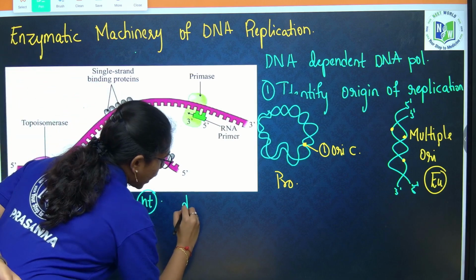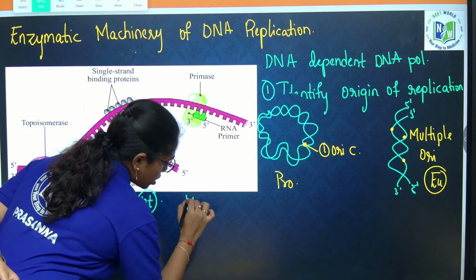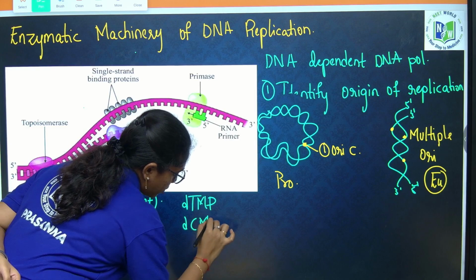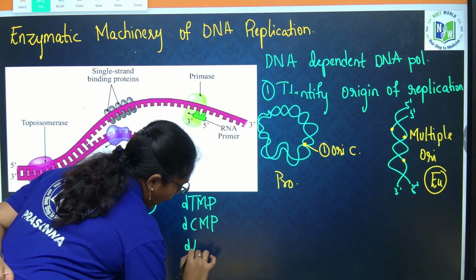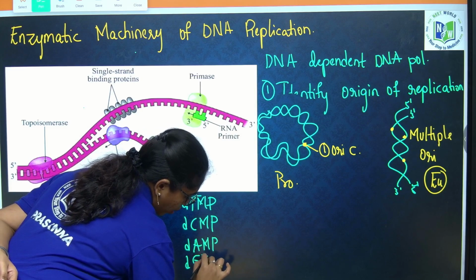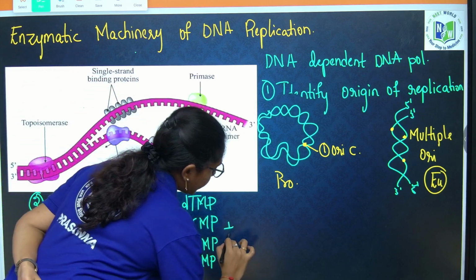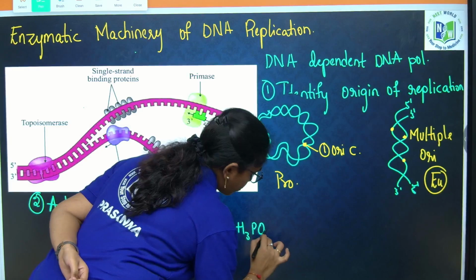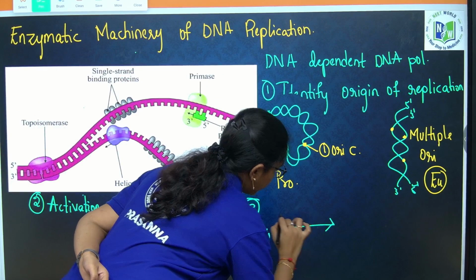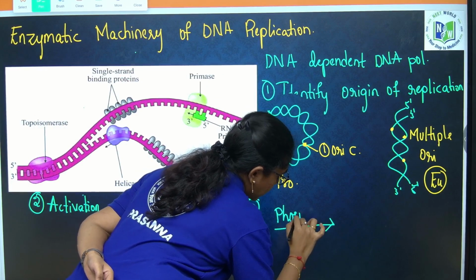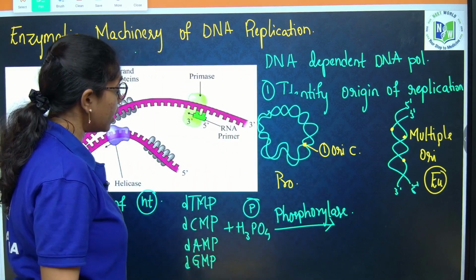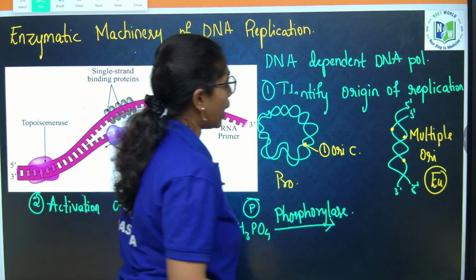So, deoxyribonucleotide monophosphates like deoxythymidine monophosphate, deoxycytidine monophosphate, deoxyadenosine monophosphate and deoxyguanosine monophosphate are added with a phosphate group. Added with what? Phosphate group, by the enzyme phosphorylase.